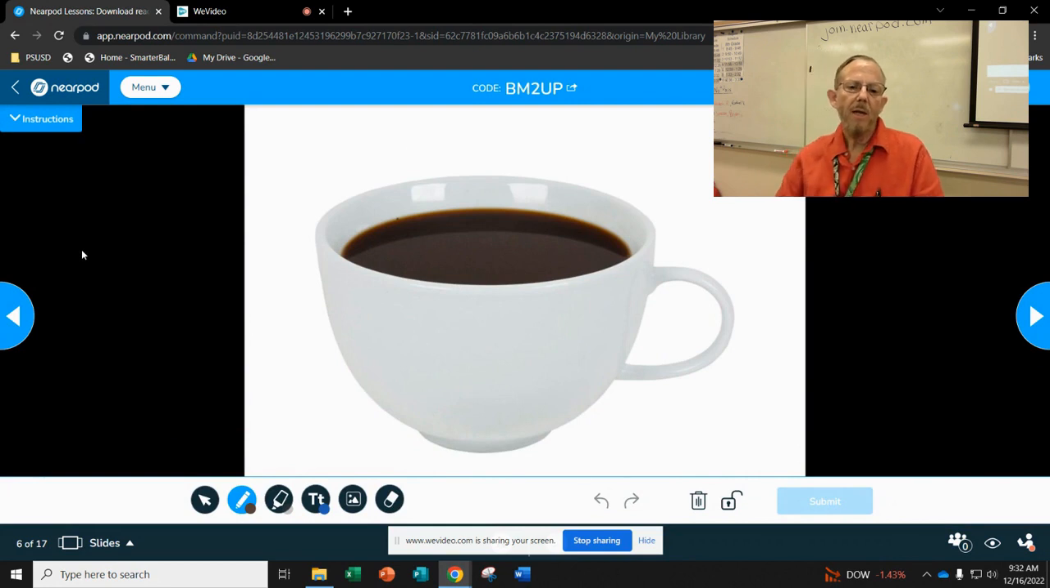On this draw it slide, you will be drawing a cross-sectional view of the convection currents happening in the cup. Remember, in a scientific model, you label everything, not only what you can see, but also the unseen forces that are taking place.